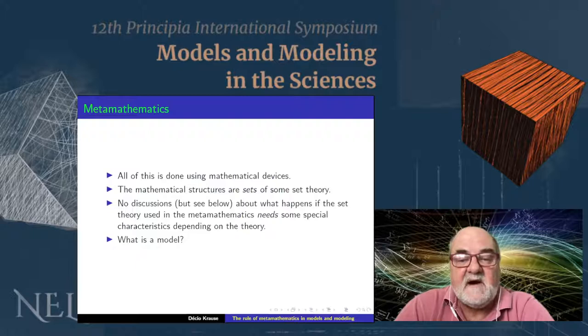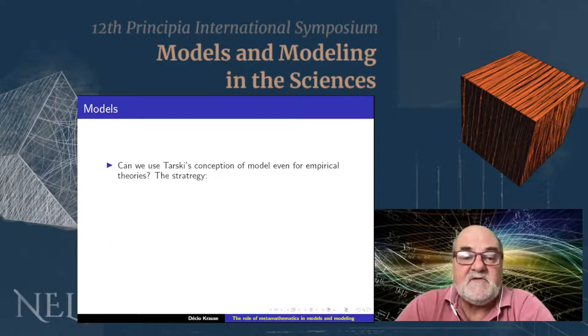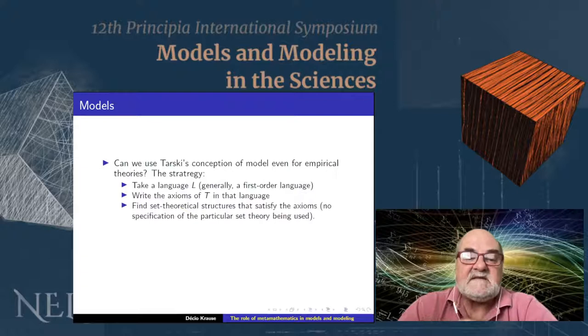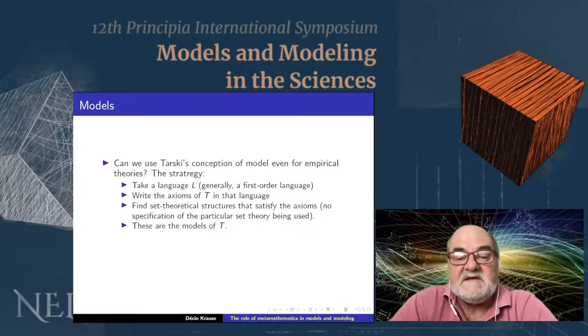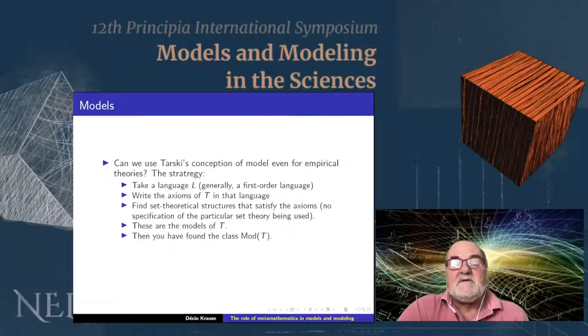Then the first question is, what's a model? The first answer we can give is in the sense of philosophy of science. Can we use Tarski's conception of a model even for empirical theory? The strategy goes as follows. Take a language L, generally a first order language, write the axioms of T, the theory, in that language, and find the set theoretical structures that satisfy the axioms, in general with no specification of the particular set theory being used. These structures are the models of T. Then you have found the appropriate class of models of T.